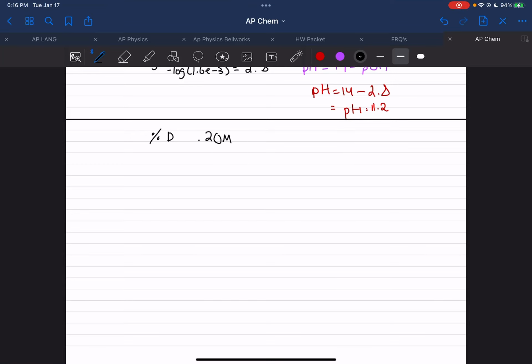0.20 molar C2H5NH2 solution with a Kb equal to 5.6 E negative 4. Calculate the percent dissociation. I know that percent dissociation is equal to X over the initial amount. The initial amount is given, which means I'm solving for X, so I'm going to have to do one of those equilibrium problems.